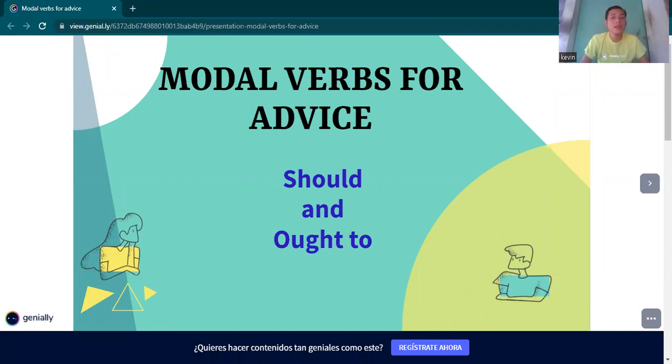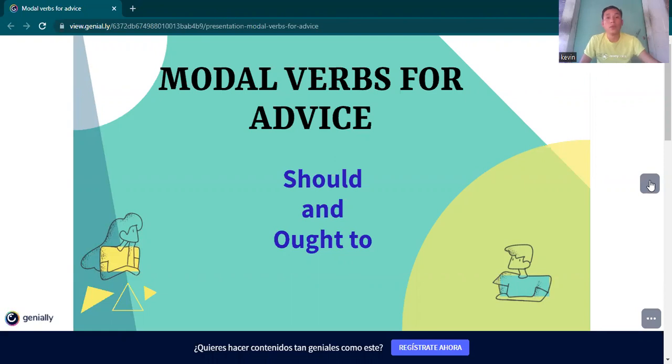In this lesson, we are going to learn how to give advice to someone using modal verbs. So now you might be wondering what modal verbs we are going to learn in this lesson. We are going to learn the modal verbs should and ought to, which are used to give advice to someone. Okay, so let's start with the topic.